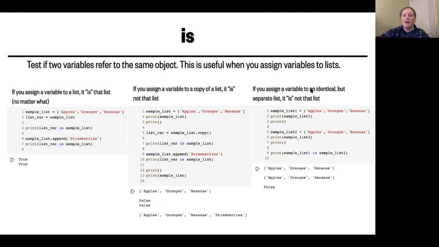Finally, if you assign a variable to an identical but separate list, it is also not that list. So we have sample list 1, apples, oranges, and bananas, and we have sample list 2, which is also apples, oranges, and bananas. But then you say sample list 1 is sample list 2, and even though they're exactly the same items in the list, they are not the same list. So sample list 1 is not sample list 2. If you were to put equals equals in, you would actually get a true output. And that's a difference between this is operator and the equals equals comparison operator.